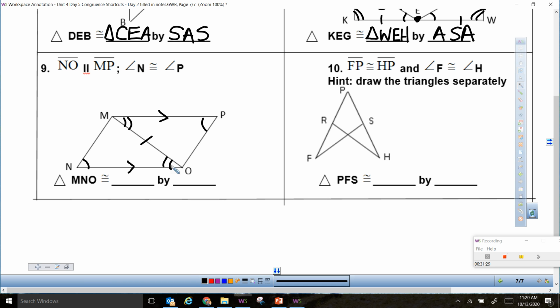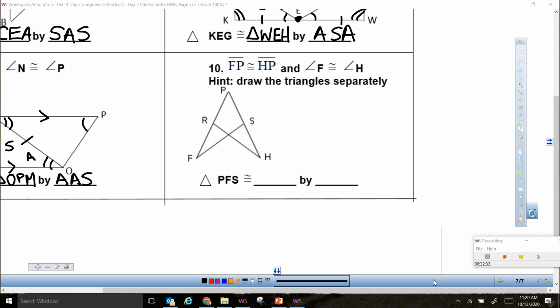So these two triangles are congruent by what postulate or theorem? This one is angle, angle, side. Now, if I had marked the other pair of alternate interior angles, then you could say angle, side, angle. So triangle MNO is congruent to triangle MNO. I agree. OPM. Triangle OPM.